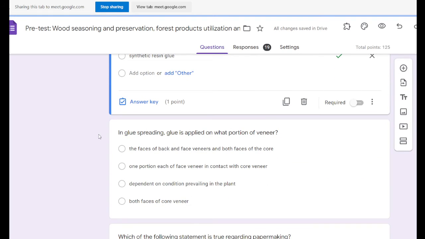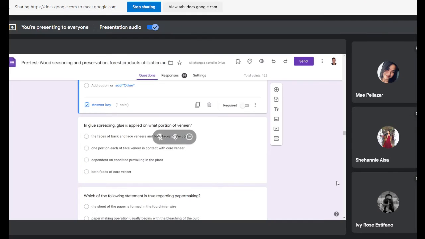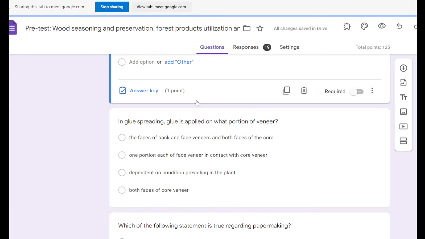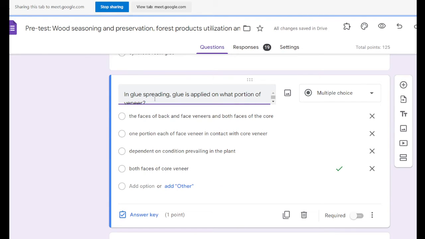In glue spreading, glue is applied on what portion of veneer? Saan ni, IB? Both faces of core veneer, sir. Yeah, that's correct. Both faces of core veneer. Okay? Dili lang kay one side ha. Of course, veneer meaning ibutang sa ibabaw, ibutang sa ubos. So both sides of the core veneer ha, core veneer. Katong naa sa tunga.